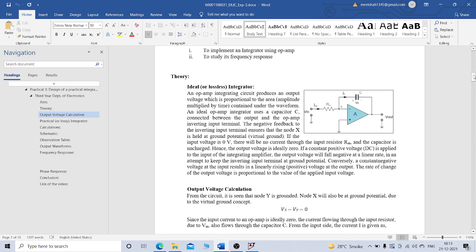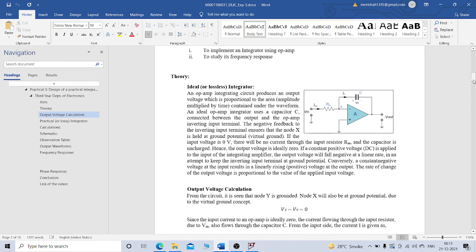An ideal op-amp integrator uses a capacitor C connected between the output and the op-amp inverting input terminal. The negative feedback to the inverting input terminal ensures that the node X is held at ground potential, that is virtual ground. If the input voltage is 0 volt, there will be no current through the input resistor Rin and the capacitor is uncharged. Hence the output voltage is ideally 0.